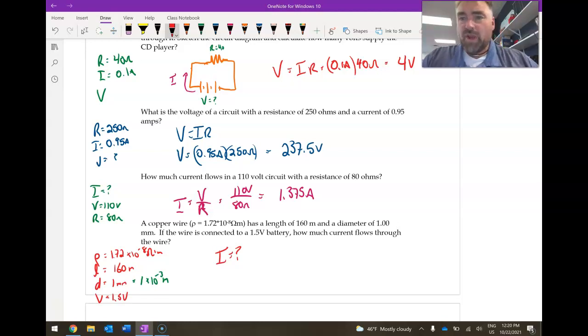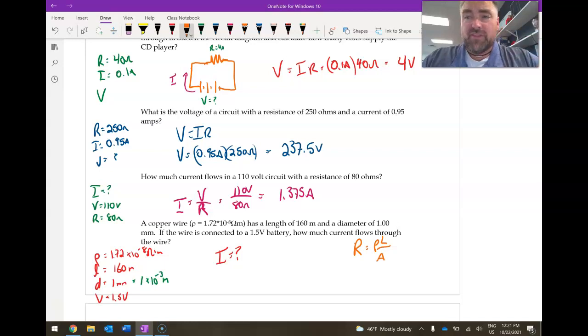Well, we don't have a way to go find this yet because we don't have the charge and time. We do have the voltage, but we don't have the resistance. So we have to go find the resistance first. In finding a resistance, I look for the other equation for resistance, which is rho L over A, where rho is the resistivity. We have that, 1.72 times 10 to the negative 8th. L is the length of the wire. We have that, 160 meters.